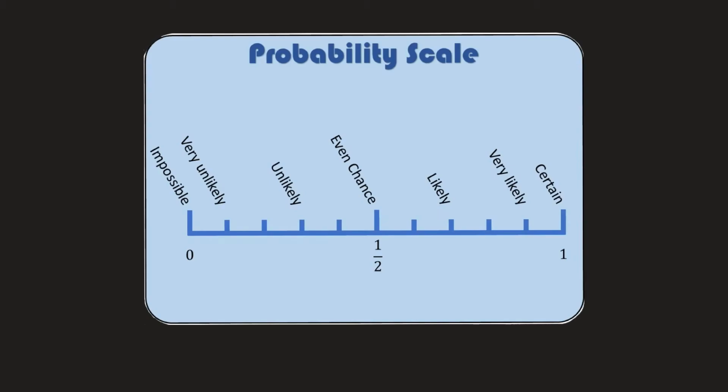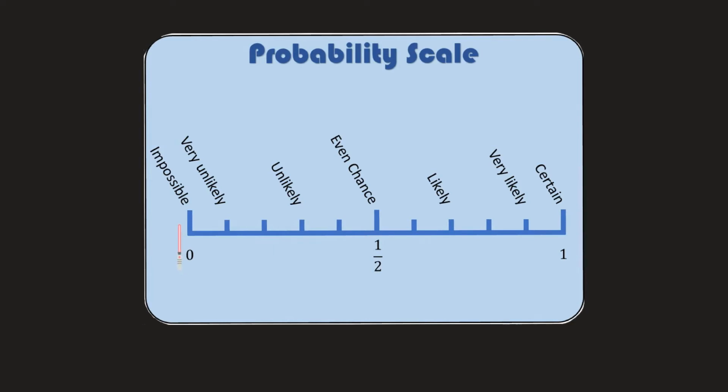In this video, we're going to look at probability scale and sample space. So now if we look at the probability scale, what you will notice is that probability falls between 0 and 1, with 1 being certain and 0 being impossible. An example of something certain might be: the sun will rise tomorrow.